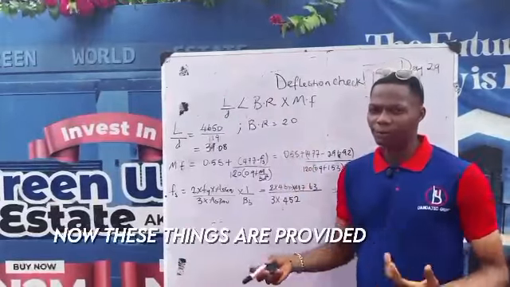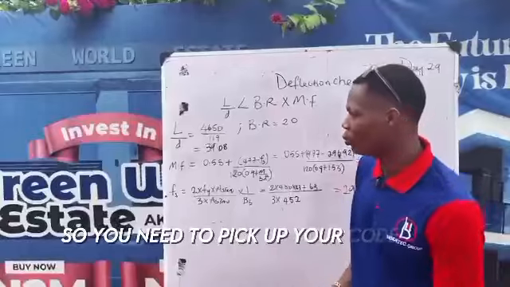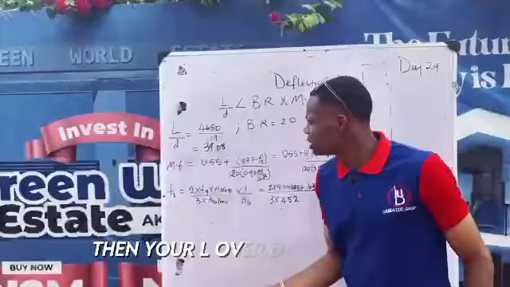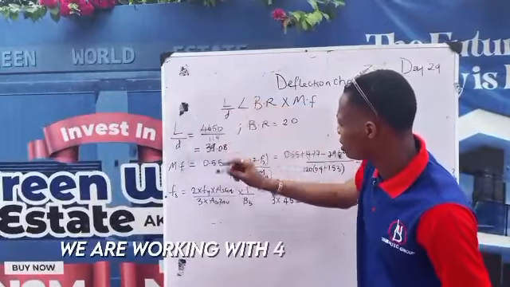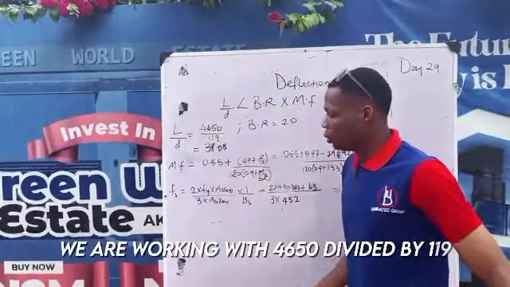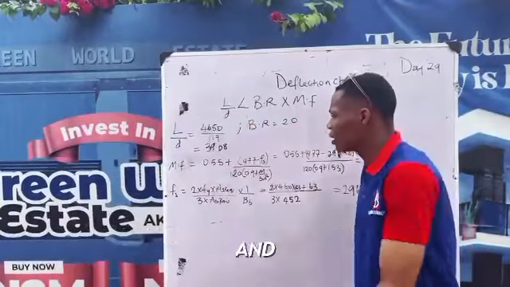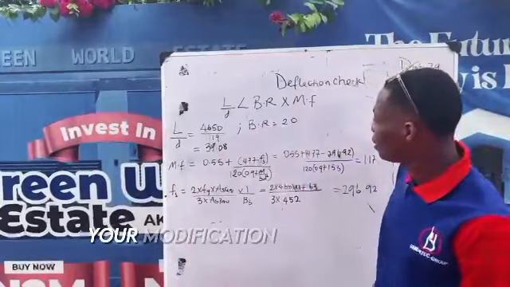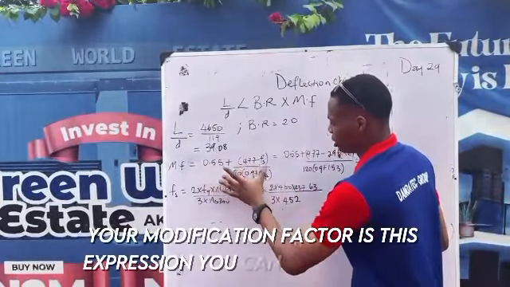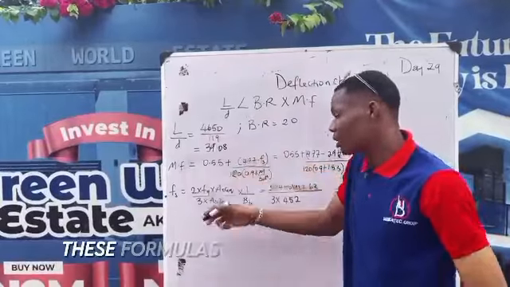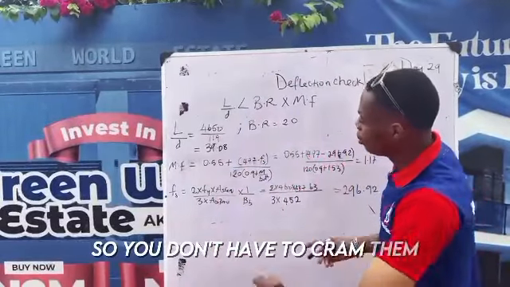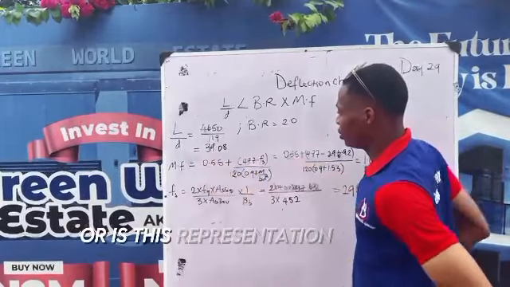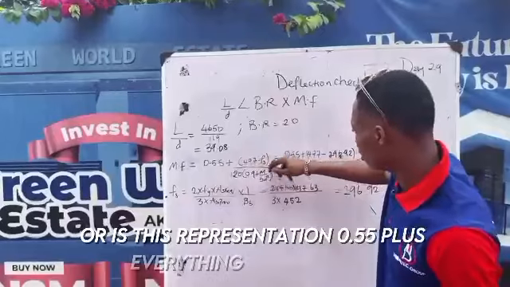Now, these things are provided for you in your BS code, so you need to pick up your code and study them. So your basic span ratio is 20. Then your L over D is the length we are working with, 4650 divided by 119. We have already discussed how we got this value, and this is what you get, 39.08. So your modification factor is this expression you can see right here. Now these formulas are also in your code, so you don't have to cram them. So your modification factor is this representation, 0.55 plus everything we have here.